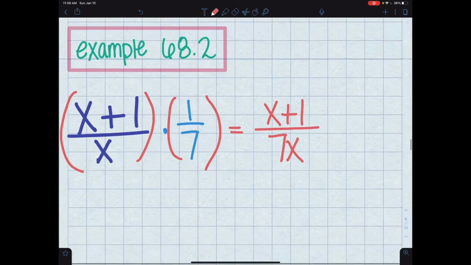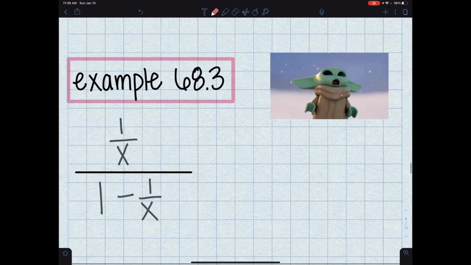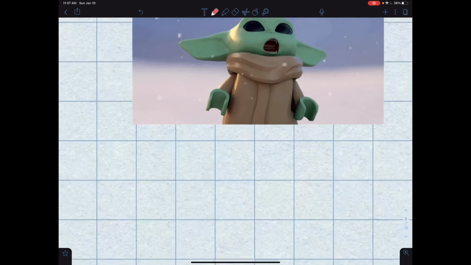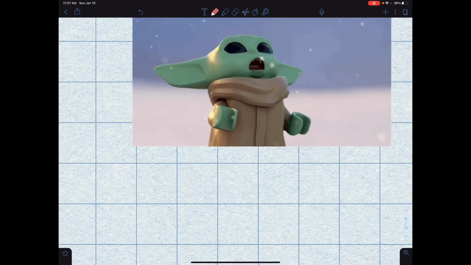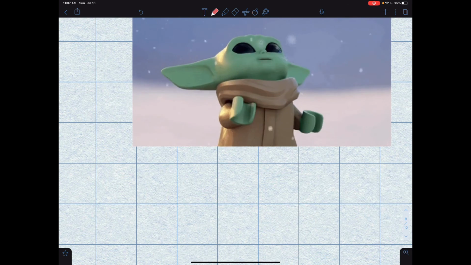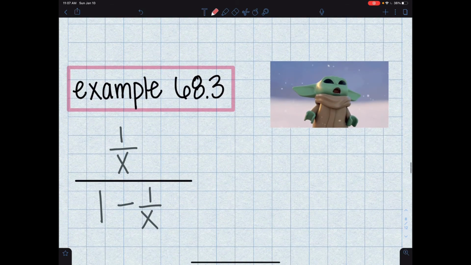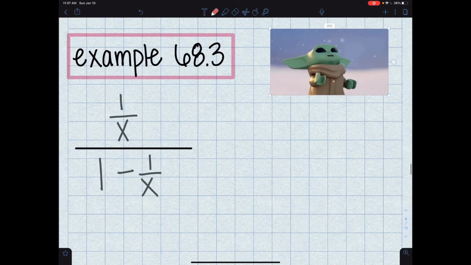Okay, let's move on. Next example, example 68.3. Isn't that a cute little Lego Yoda? Just like waiting for those little snowflakes to fall in his mouth. That's so cute, right? So cute. All right, Mr. Distraction, let's get you out of here though.